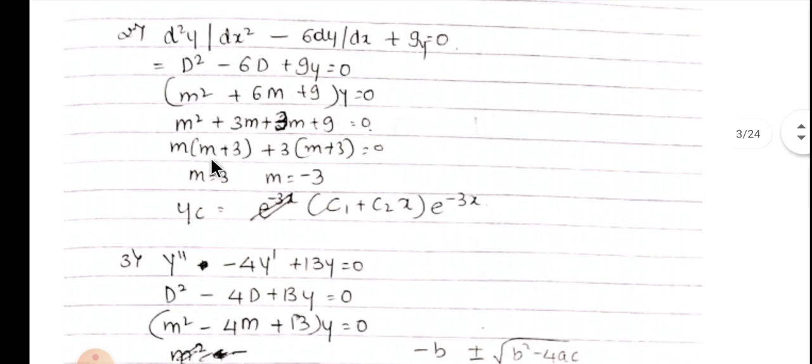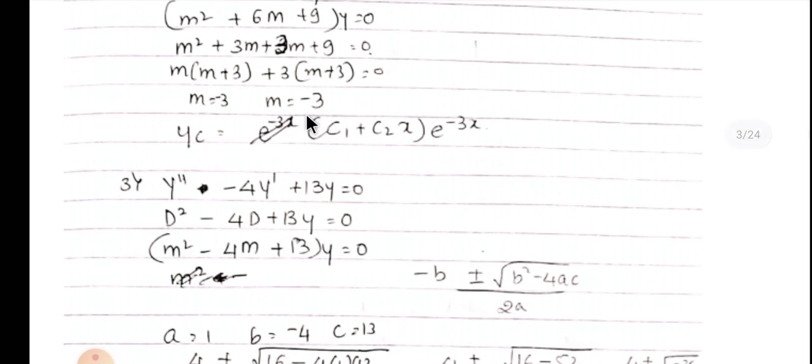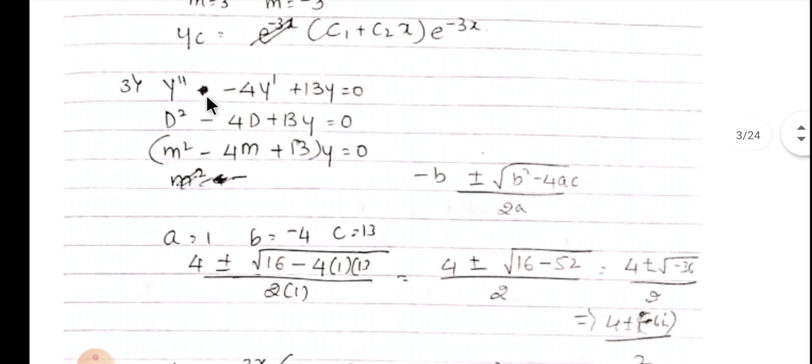Then m into m plus 3 of m plus 3 is equal to 0. Then m is equal to minus 3 and minus 3. Then the roots are real and equal, therefore the complementary solution will be (c1 plus c2x) into e to the power minus 3x.